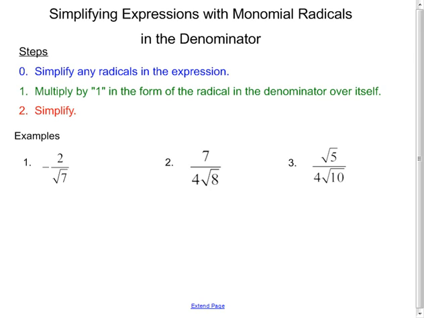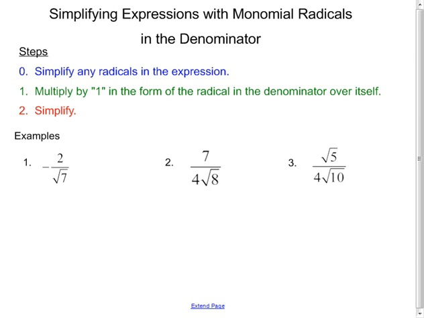Okay, so simplifying expressions with monomial radicals in the denominator. I'll do this decently mechanically, with some steps. Step 0 means you should look for it, but you might not have to do it, and it says simplify any radicals in the expression. Step 1 is to multiply by 1 in the form of the radical in the denominator over itself. Step 2 is to simplify. Now the real magic happens when we do step 1 that's in green, and I'm going to try to color code my steps as I move forward in this video.